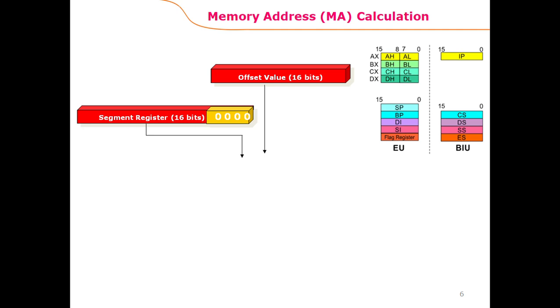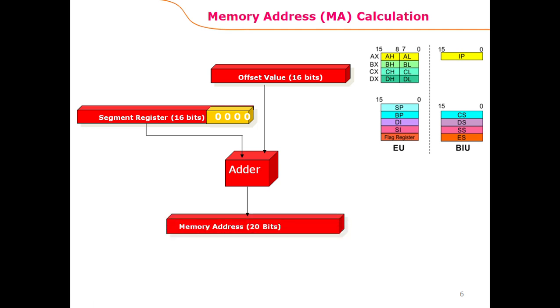To get the physical address, these two values, the 20-bit starting address of the segment and the 16-bit offset value, are added, and a physical or memory address is computed. This 20-bit memory address is the address where the instruction has to read or store data at that particular memory location.